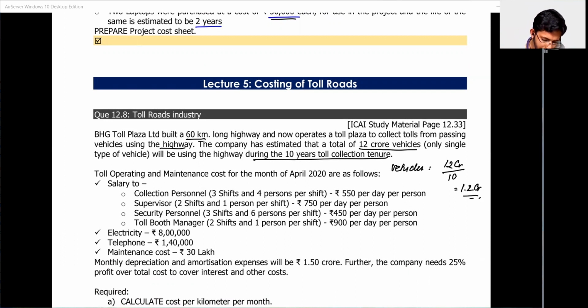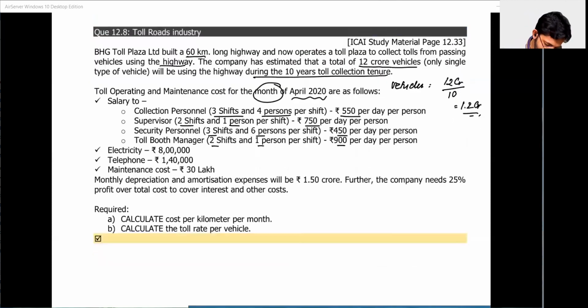Okay. Now toll operating and maintenance cost for the month of April 2020 are as follows. So it is given for a particular month. Collection personnel, 4 persons, 3 shift, 550 per day per person. Supervisor, 2 shift, 1 person, 750 per day. Security, 3 shift, 6 persons, 450 per day. Toll booth manager, 2 shift, 1 person, 900 per day. That is the salary structure. Electricity, 8 lakh. Telephone, 1,40,000. Maintenance cost, just 30 lakhs. Monthly depreciation amortization expenses will be 1.50 crores. Further, the company needs 25% profit over the total cost to cover the interest and other costs. So all details are given.